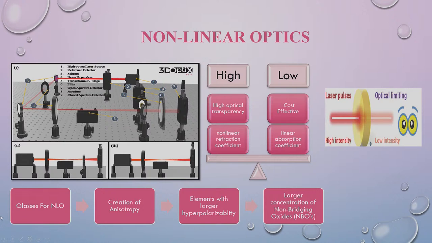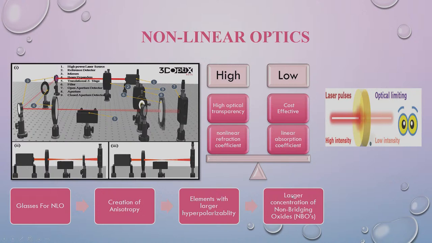What are optical limiters? Optical limiters are materials which resist the high intensity incident beam of light. They permit the low incident beam but do not allow the high incident beam. It is just like a filter. So why do we require optical limiters? Imagine you are exposed to a lab which contains a laser. Laser is a high intensity beam. If you are using ordinary glasses, your eyes might get damaged. So you require a shield, and those shields are nothing but optical limiters.